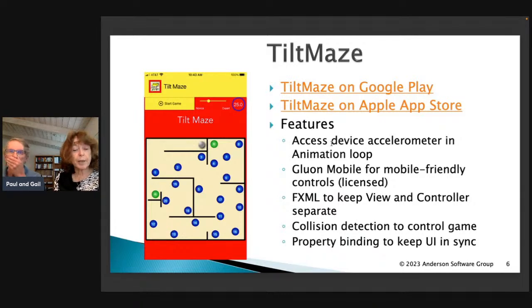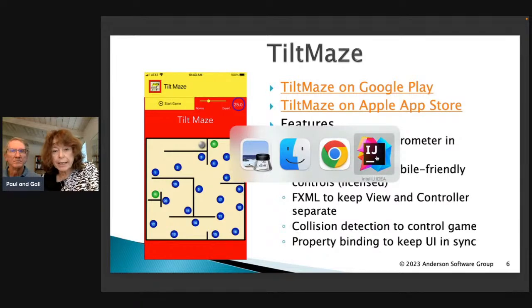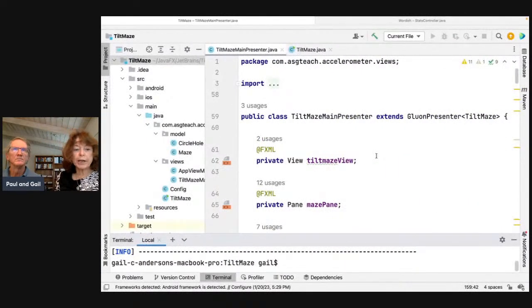We use FXML, as Paul indicated. FXML is a markup language that describes our view, and by using FXML, we keep the view and controller separate, and we can also use Scene Builder to design the view. We use collision detection and property binding. So let's go ahead and look at this in the IDE. We're using IntelliJ here, and the first thing I'm going to do is run it.